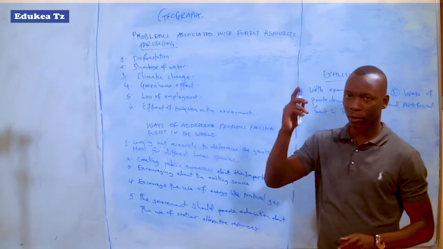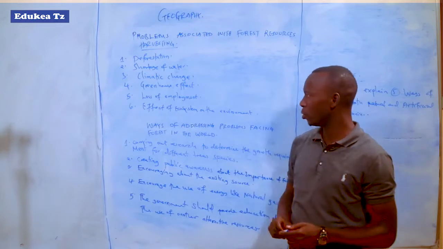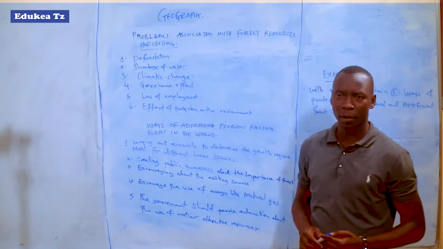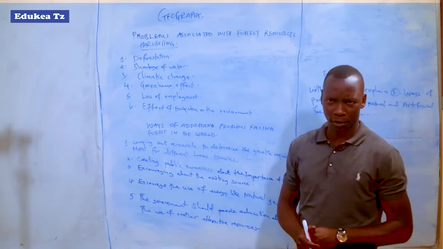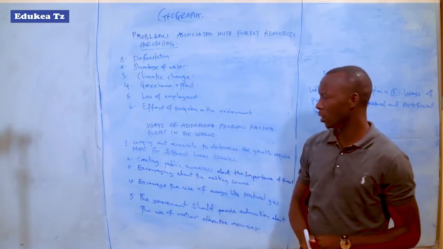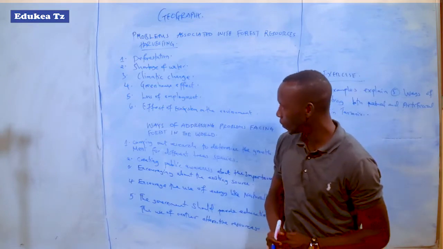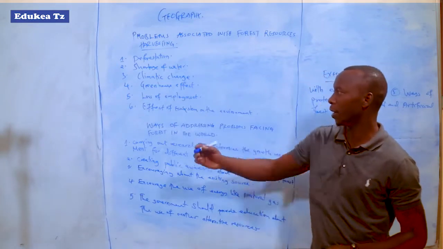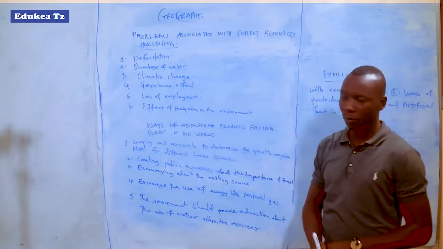Now it will go directly to the ozone layer, of which the toxins that are available in the carbon dioxide will go to destroy the global ozone, and that will lead to the greenhouse effect. Also, after looking at that, let us see the loss of employment opportunities.